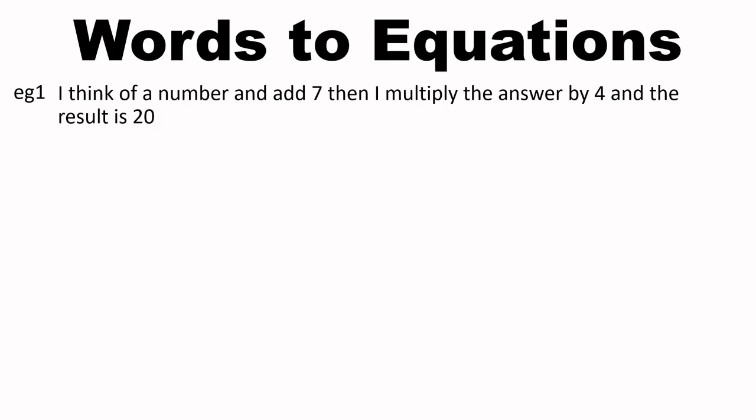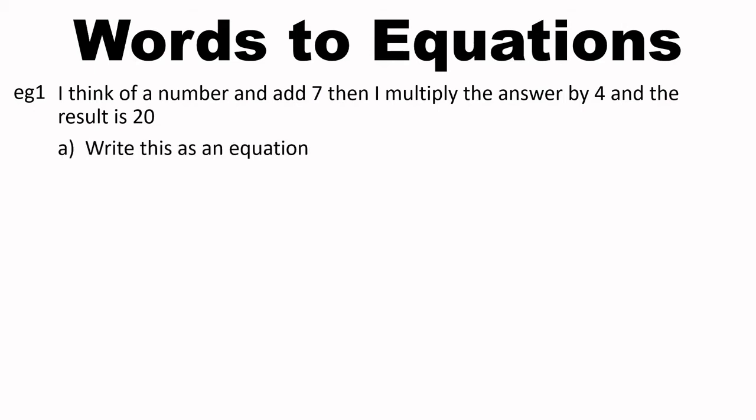I think of a number and add 7, then I multiply the answer by 4, and the result is 20. These word problems can get very wordy and difficult to figure out, so it's always a good idea to write down a couple of notes as you go through.